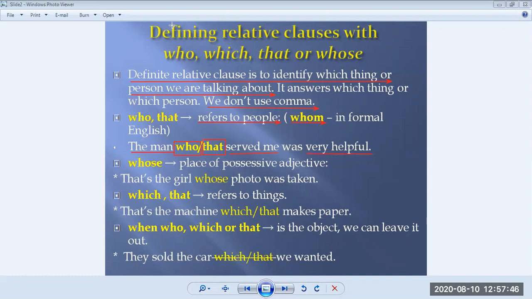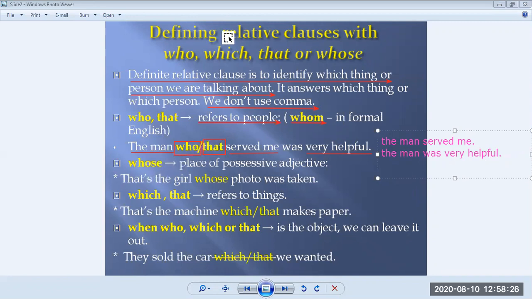So at this point, we have a two-part idea. The first one is the man served me. The second idea is the man was very helpful. So we use those two sentences together to make them one. That's why we use who and that. We call it definite relative clauses. Instead of "the man served me, the man was very helpful," we can use the linking word who or that for a person.